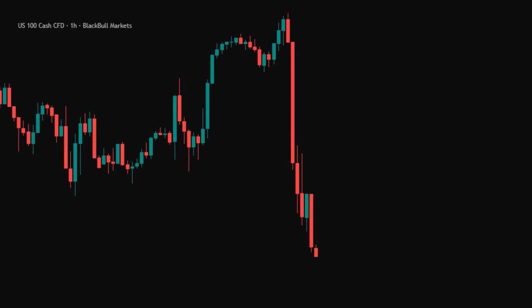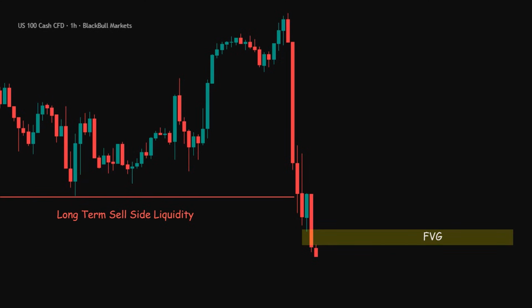On the 1-hour time frame, after liquidity was taken from higher time frame levels, the algorithm created a FVG, then came back to trade that imbalance, and dropped again to grab the previous low. Right at that low, it formed an SMT divergence. While Dow Jones didn't take the low, Nasdaq did.